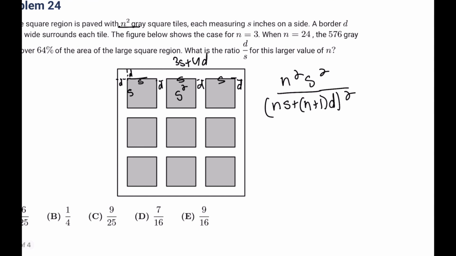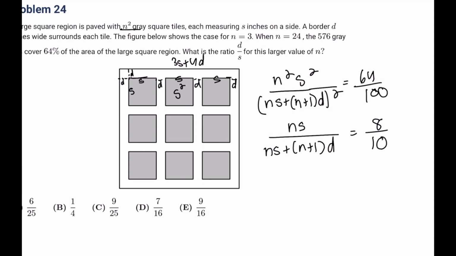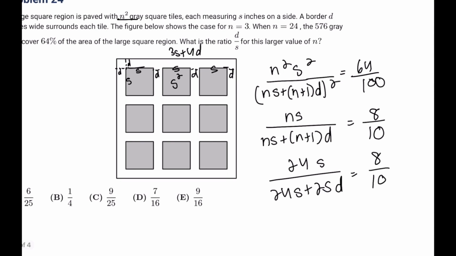So we know that the ratio of this is 64 over 100. And to simplify this, we can take the square root of both sides. So ns over ns plus (n plus 1)d, which equals 8 over 10. And we know n is 24, which is what they gave us in the problem. So if we plug that in, 24s over 24s plus 25d, which equals 8 over 10. And then we're going to cross multiply.